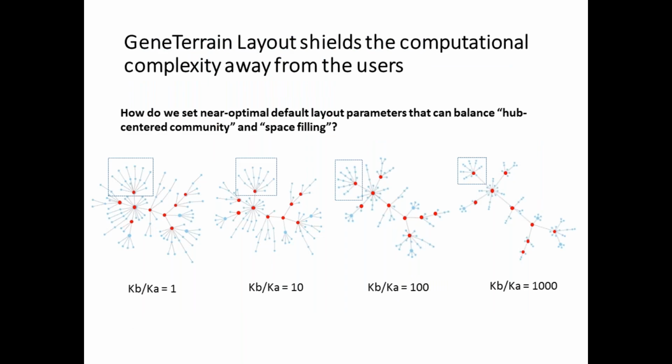But how do you get the gene set together? Well, also underneath the hood, we have these complicated layout algorithms that control, in this particular case, if you look at this area, how well the space can be filled, versus if you're controlling the parameter more toward this side, how the hub-centered community can be highlighted, right? So there's a balance that has to be struck, and then we make many algorithm decisions behind the scenes. And I'm still not showing you any formula today, so I'm pretty proud of myself.